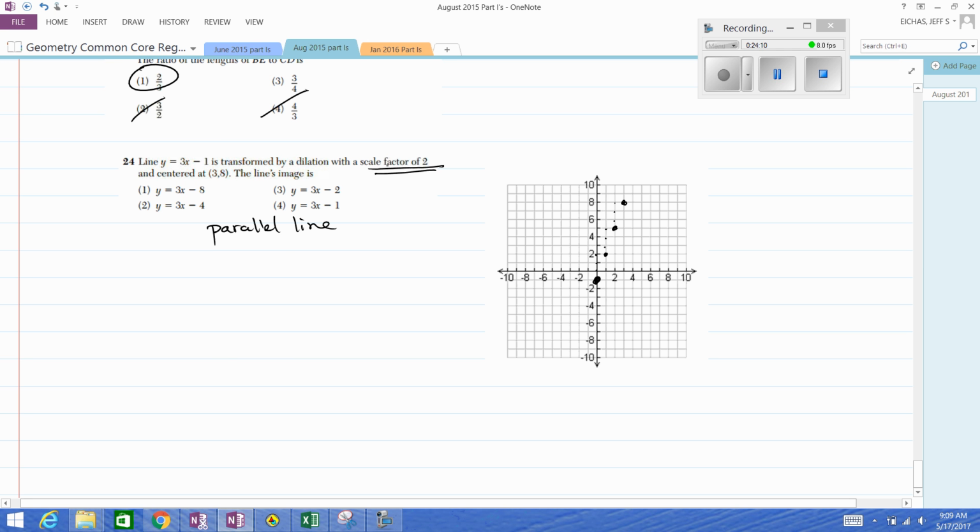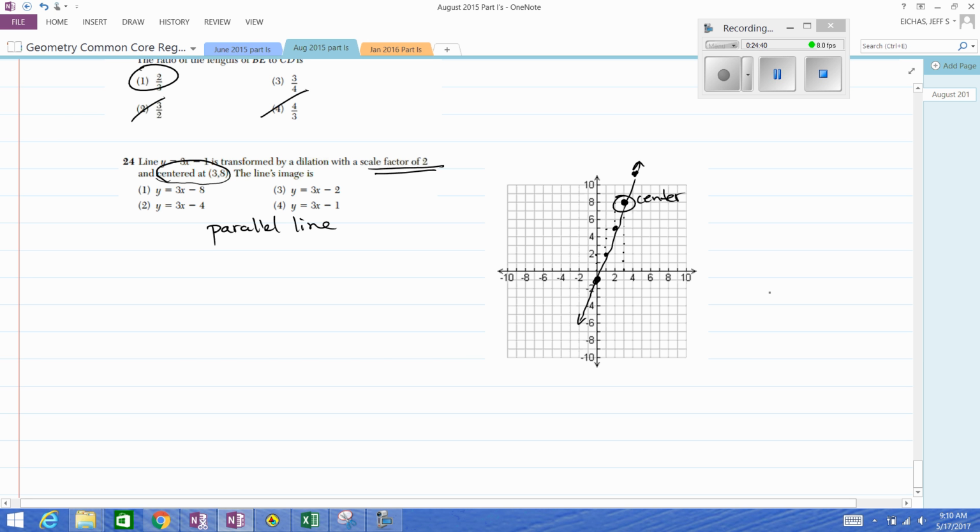Now this, oh, wait a minute. We did not dilate based on the center at the origin. The center is 3, 8. We're still going to get a parallel line. All right, this is not going to be easy. 2, 3. Oh, right there. There is our center of dilation. Okay, here's the interesting part. When we dilate a line and the center of dilation is on the line, we get the same exact line.